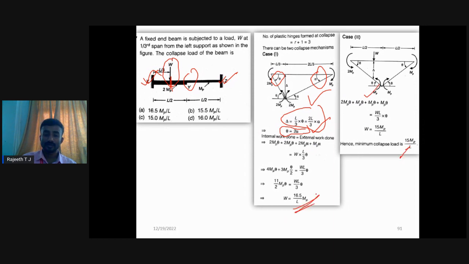Out of the two, from mechanism 1 it is 16.5 MP by L, from mechanism 2 it is 15 MP by L. Out of these two, the least value is 15 MP by L. Therefore, your answer is 15 MP by L. Option C is the correct answer.